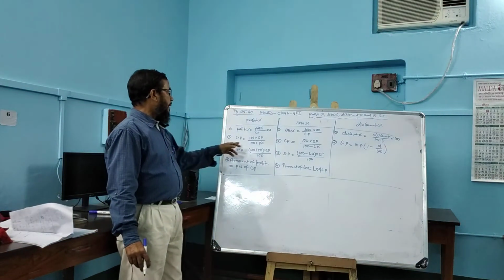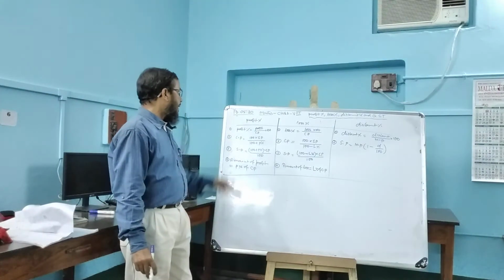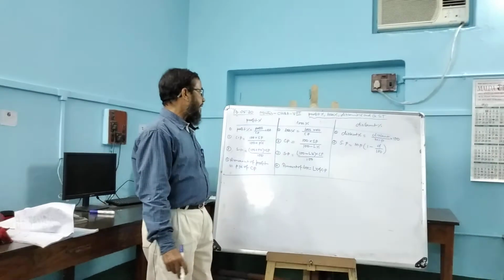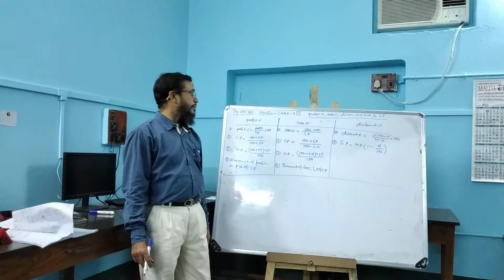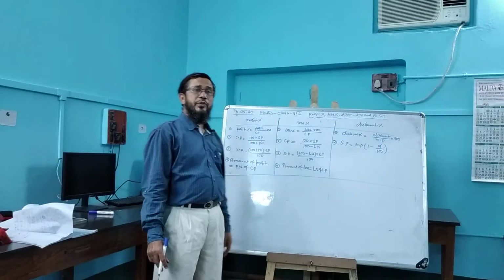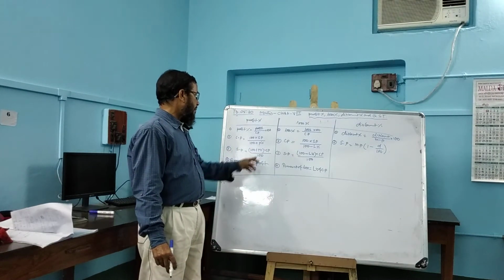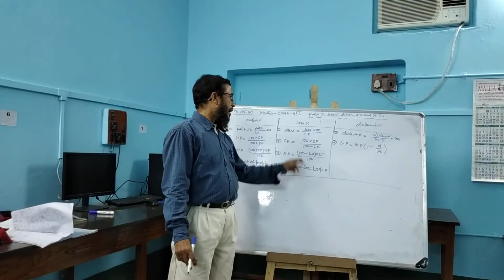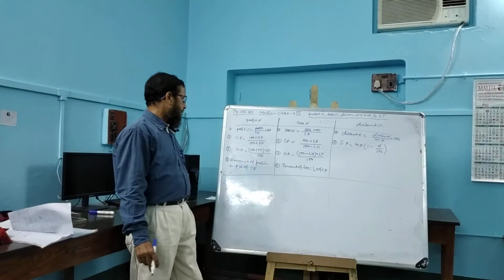Number 2, when profit percent is known, CP equals 100 into SP by 100 plus profit percent. When loss percent is known and SP is known, CP equals 100 into SP by 100 minus loss percent. When profit percent and CP are known, then SP equals 100 plus profit percent into CP by 100. When loss percent and CP are known, then SP equals 100 minus loss percent into CP by 100.